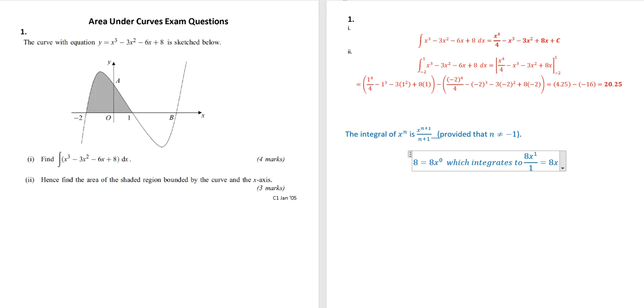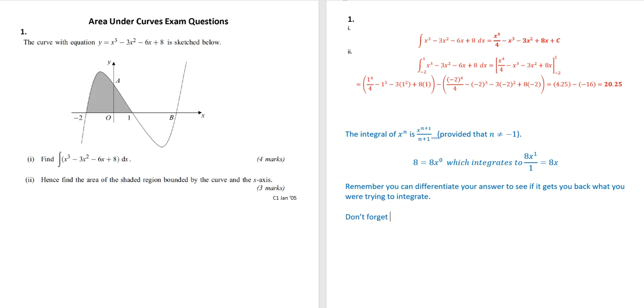And if you get into a muddle with this, remember you can differentiate your answer, see if it gets you back what you were trying to integrate. So if you try differentiating 8x, you should get an answer of 8, and that'll convince you you've done that right. Differentiate minus 3x squared, you'll get minus 6x, and so on. The only other thing to notice is don't forget the plus c.